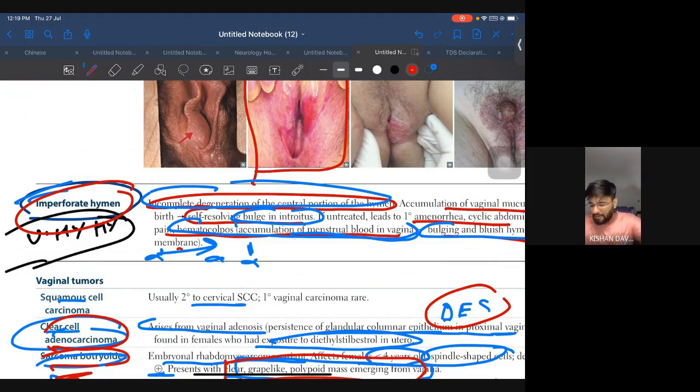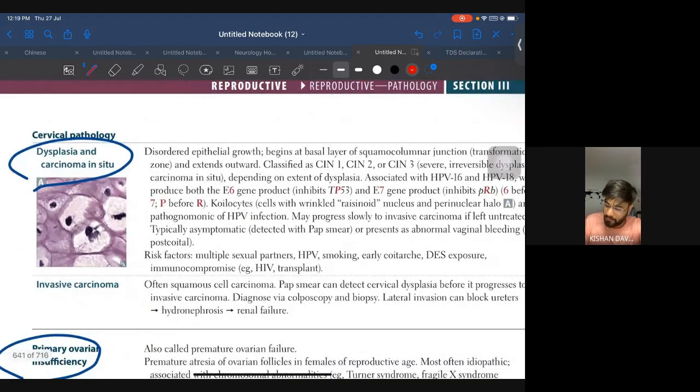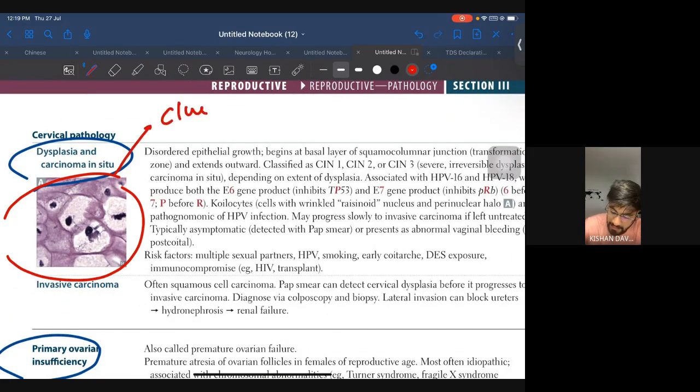Okay, coming to cervical pathology. First of all, look at these cells. Now you know why I am telling you this, because you will be confused with the clue cells of bacterial infection. Clue cells are also seen in cervical infection. So clue cells is seen.